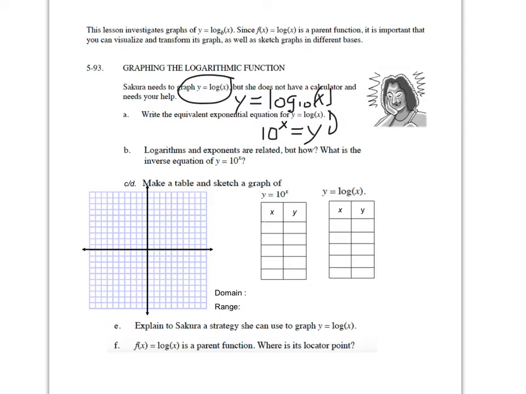These are inverse functions. Logarithms and exponents are related. But how? What is the inverse equation of y equaling 10 to the x? Well, we just answered that. The inverse equation is y equaling the log base 10 of x. So we want to make a table and a sketch of y equaling 10 to the x and y equaling the log of x. Now I'm going to pause this and fill in our tables, our domain, and the graphs, and then we'll come back and take a look at it.